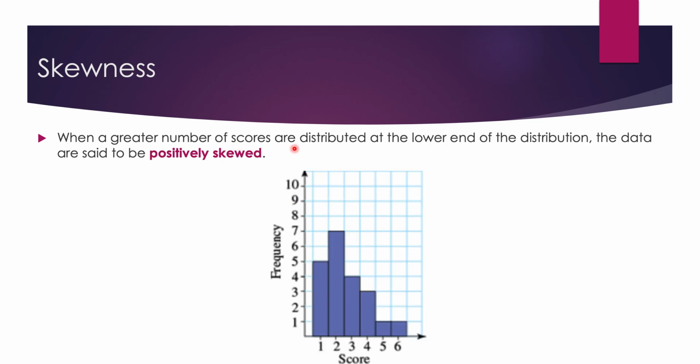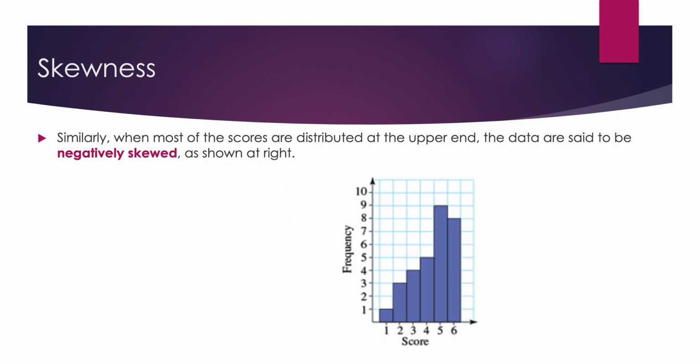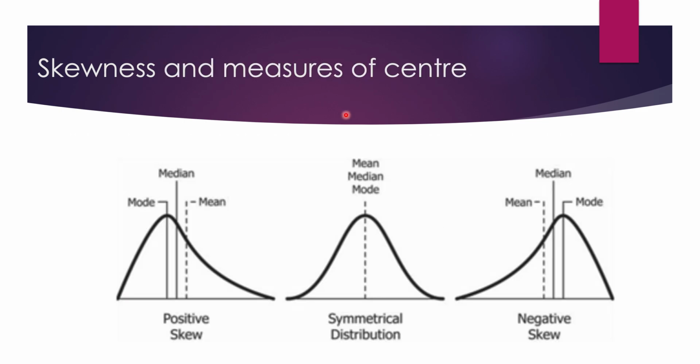When a greater number of scores are distributed at the lower end of the distribution, the data are said to have a positive skew. So like the example before, when most of the data is concentrated to the left, this is called positive skew. It has a shape like this, okay? Similarly, when most scores are distributed to the upper end, to the right here, these data are called negatively skewed, as shown here. This graph is not very good, but it does explain things, so that's why I wanted to copy it. It's not very clear, but I hope you can see it.